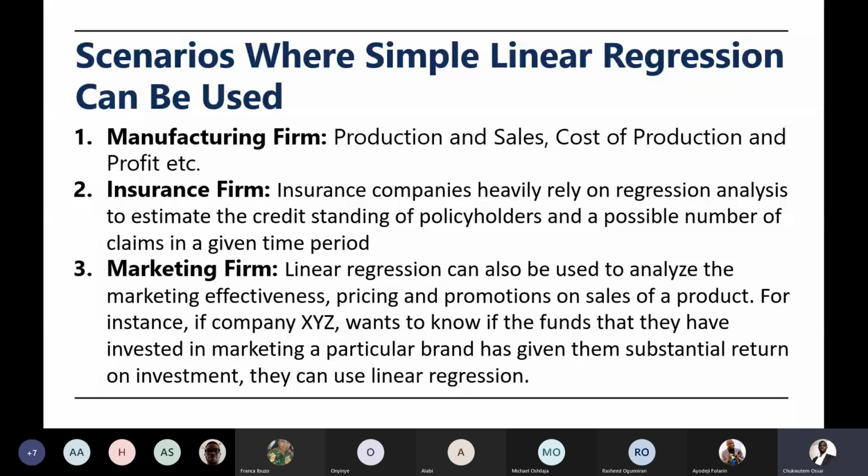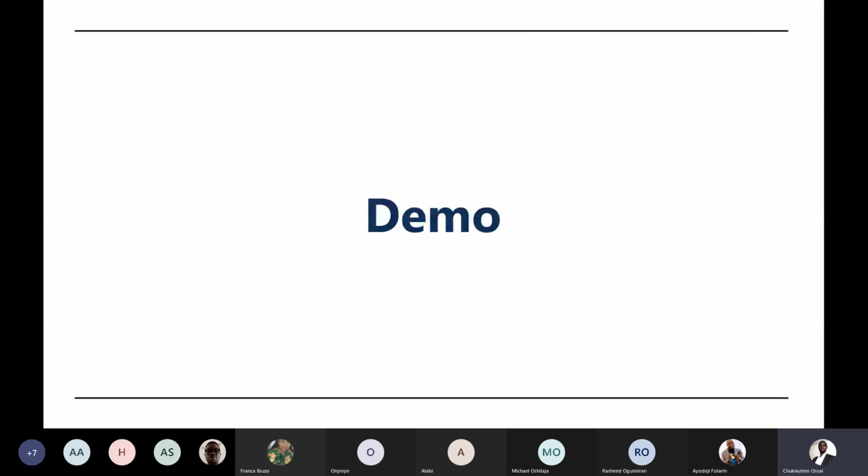For example, a company is running a promotion on a particular product, and then you begin to look at what is the effect of that promotion on our prices? Is the price actually affecting the sales of a particular product under promotion? So with this, you'll be able to determine some of all these things using regression analysis.